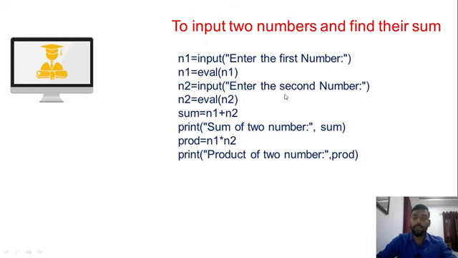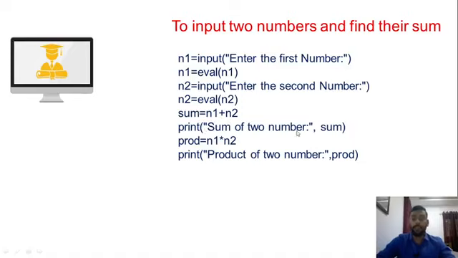The same way you can initialize n2 also. Suppose we are inputting 20, so 20 will be a string, and we have to convert it to integer type. That's why we are applying the eval function. Now we have integer value 10 in n1 through eval n1, and integer value 20 in n2 using eval n2. Now you can perform sum equal to n1 plus n2, 10 plus 20, 30.